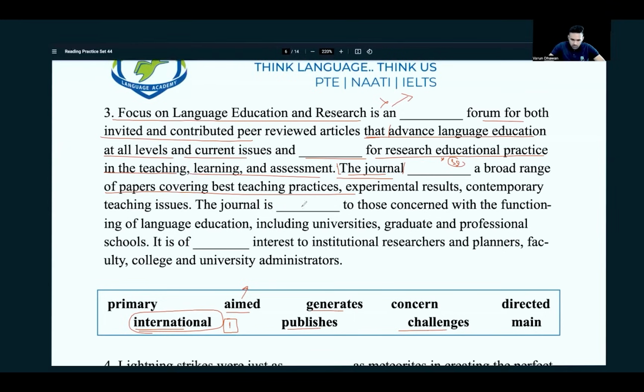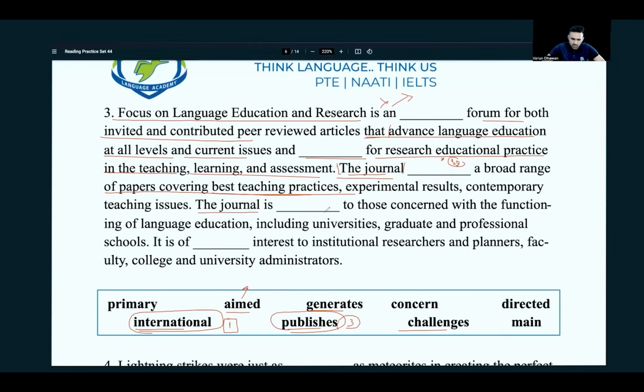1, 2, 3. So the journal is giving you a lot of information about best teaching practices, results and all. The journal won't generate. The journal challenges is a negative word. Publishes means provides you a lot of information. The journal publishes a broad range of papers covering best teaching practices, experimental results, contemporary teaching issues.